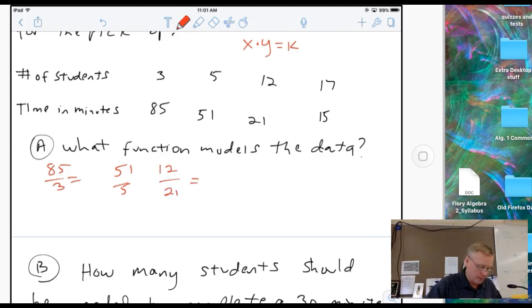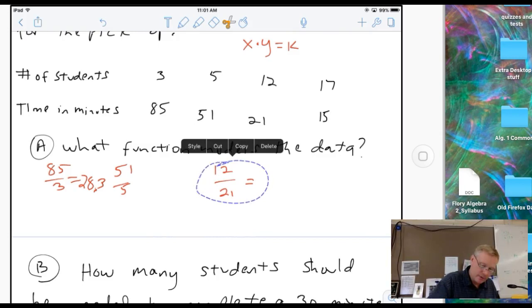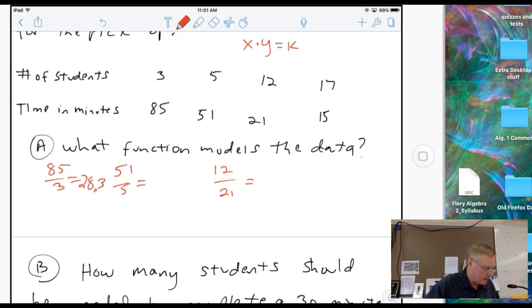Okay, so you can see if I divide this one out, I get 28.3. And if I divide 51 by 5, I get 10.2. Yeah, it's just really not working very well. So I'm going to scratch the direct variation idea. That would have been dv. Let's try the other way.